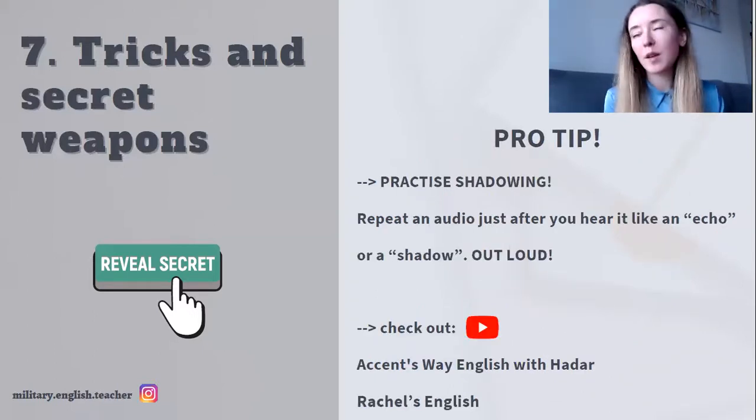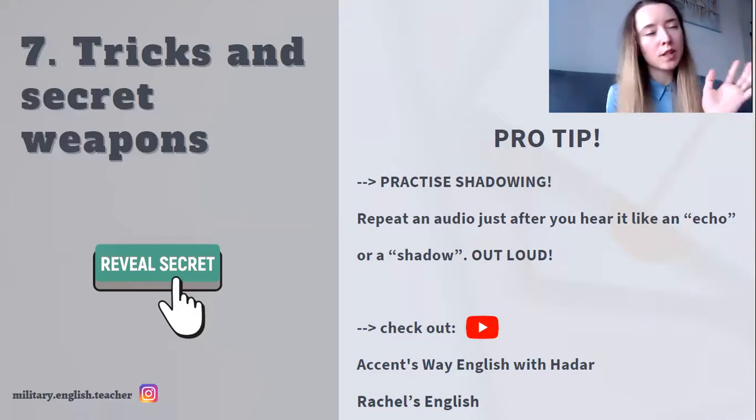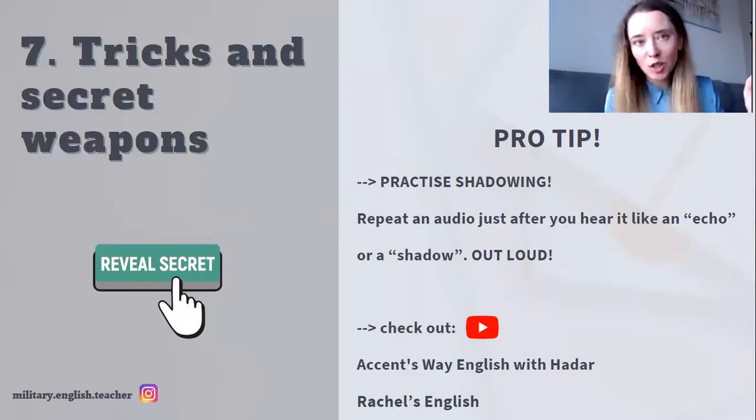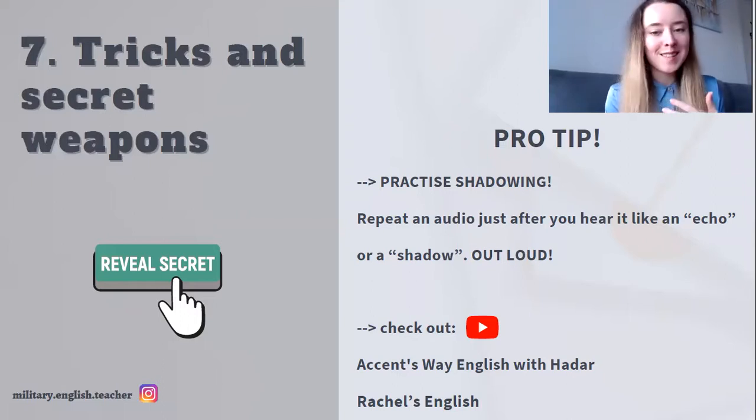And a pro tip. I think this is something that made the biggest difference in my case: practice shadowing. Shadowing is this really cool technique where you hear a person speaking, for example, giving a speech, and you repeat after them. You become like a shadow of this person. And when the person says the sentence, you repeat right after them. And out loud, obviously, not in your mind. You have to do it out loud. And you can see a little bit how others do that.